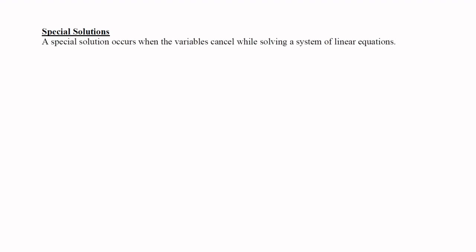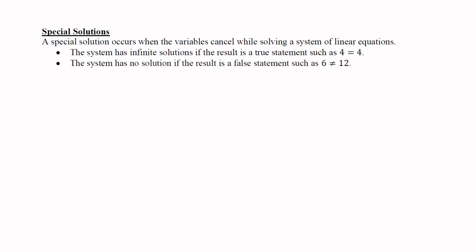A special solution occurs when the variables cancel while solving a system of linear equations, very much like they did when we solved an equation itself. The system has infinite solutions if the result is a true statement, such as 4 equals 4, and the system has no solution if the result is a false statement, such as 6 is equal to 12. They are not equal to each other, so it's a false statement. So this is very similar to what you've already dealt with when you had special solutions when you were just solving for one variable. The rules are the same.